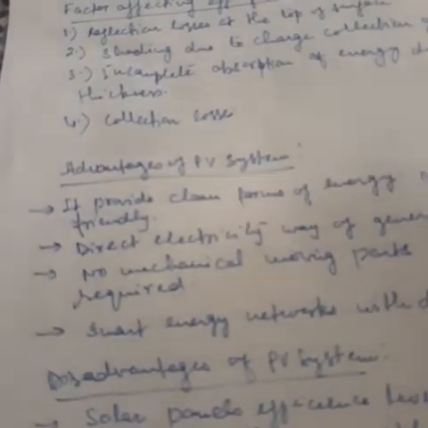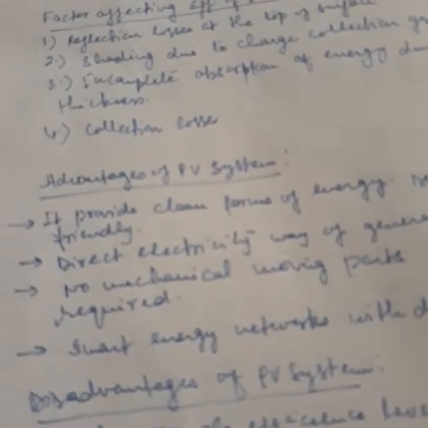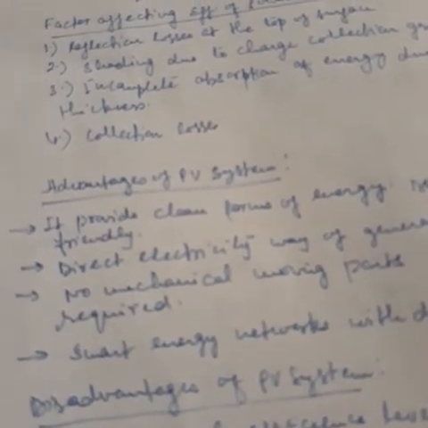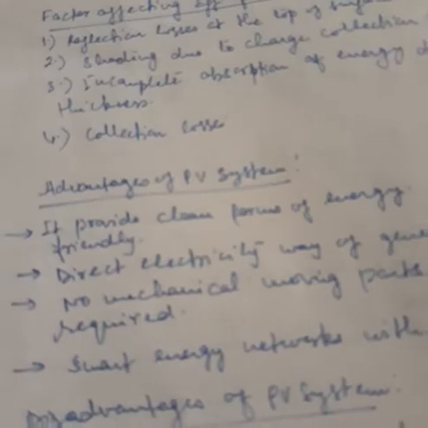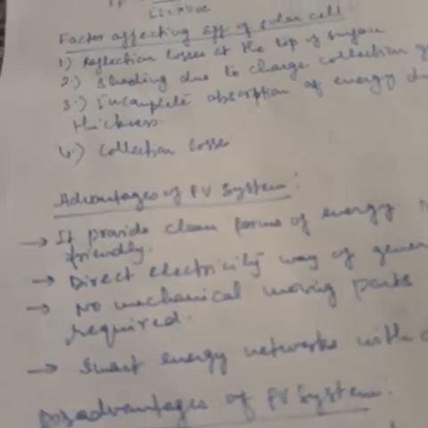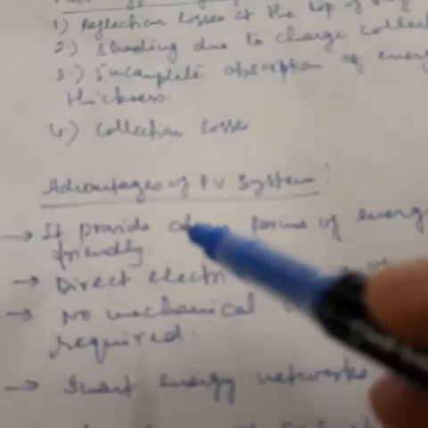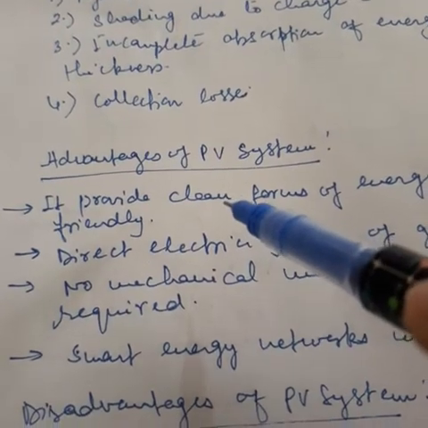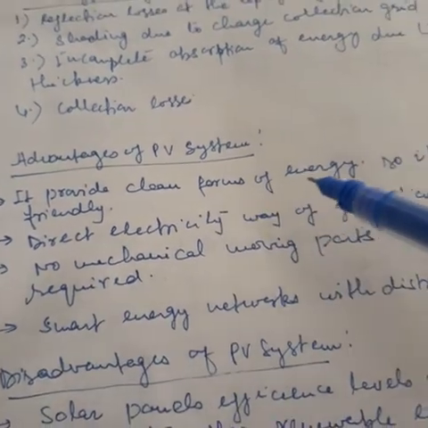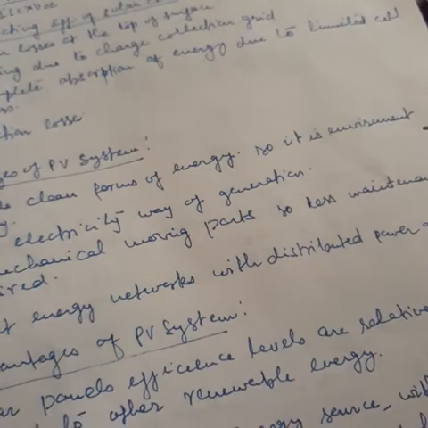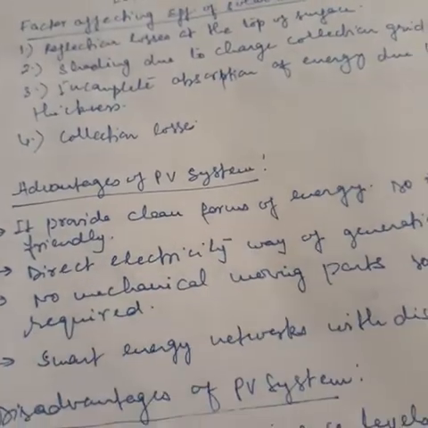Next are the advantages and disadvantages of the photovoltaic system. We know that solar energy is converted into electrical energy by the main device, that is the photovoltaic cell. So there are various advantages of the photovoltaic cell. First, it provides a clean form of energy, so it is environment friendly.